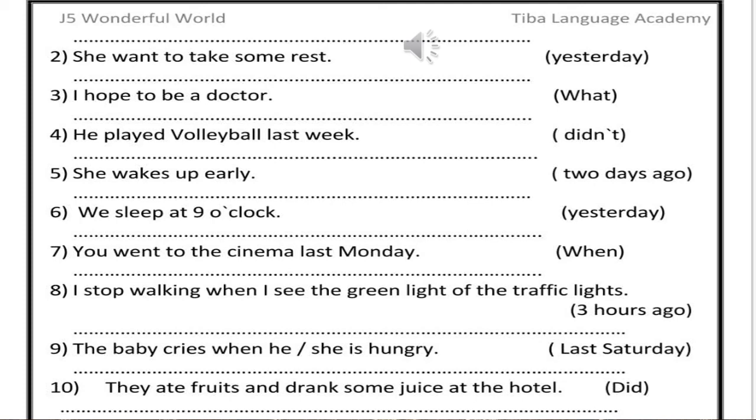Number four. He played volleyball last week. The answer will be, he didn't play volleyball last week. Number five. She wakes up early. The answer is gonna be, she woke up early 2 days ago. Number six, we sleep at 9 o'clock. We slept at 9 o'clock yesterday. Number seven, you went to the cinema last Monday. The answer is, when did you go to the cinema?